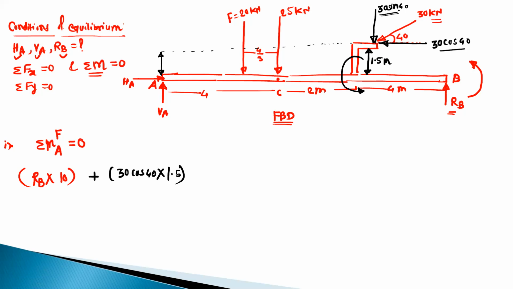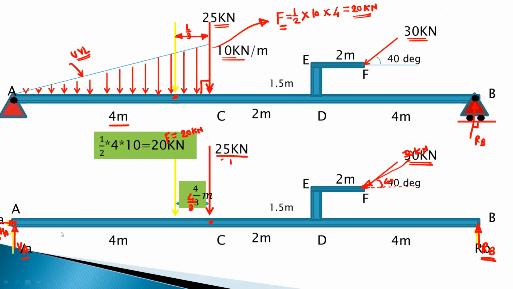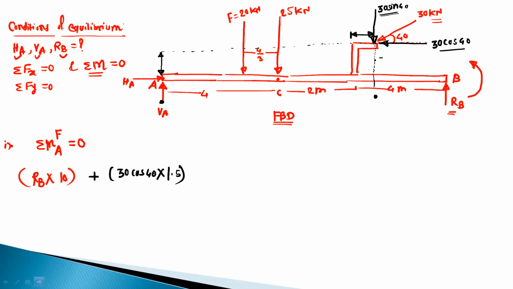Then consider 30 sin 40. So for 30 sin 40, the perpendicular distance... so this is the line of action. So this total distance from this point up to the point A is nothing but the perpendicular distance. So it is 6 plus this distance. So that distance is equal to 2 meter. So this is given as 2 meter. So 2 plus 2, 4, and 4, 8.